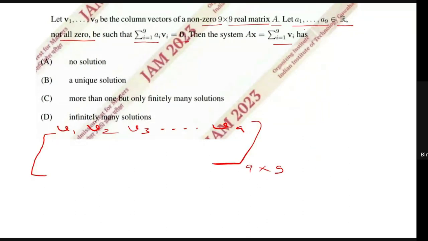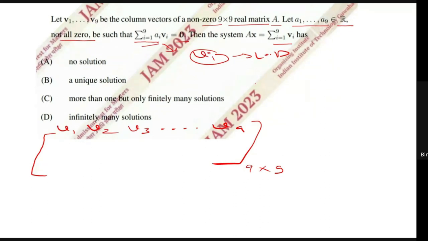Now, what other condition is given? There are scalars a1, a2, ..., a9 coming from the real entries, not all zero, and their linear combination equals zero. It means the vi's column vectors are linearly dependent. This is the definition of linear dependence. So what we get from here is that these vectors are LD, linearly dependent.